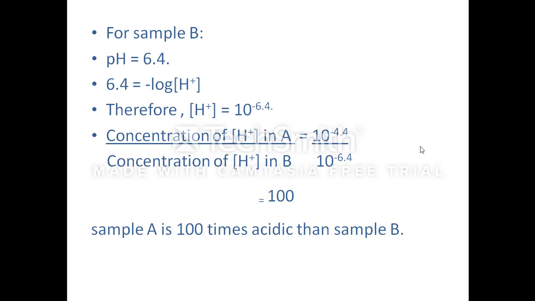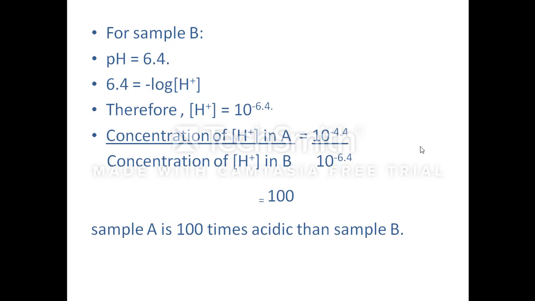Similarly, for sample B, pH is given as 6.4. Again, put the value of pH in the formula. 6.4 will be equal to minus log of hydrogen ion concentration. Therefore, hydrogen ion concentration will be equal to 10 raised to the power minus 6.4. Now the concentration of hydrogen in sample A divided by the concentration of hydrogen in sample B comes out to be equal to 100.